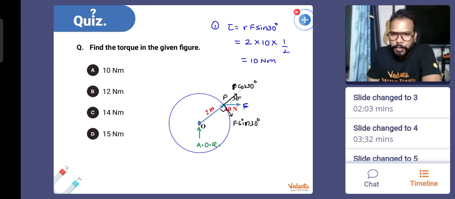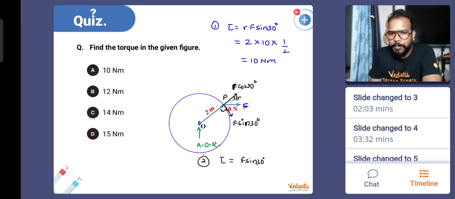Definitely the sine component. You see that now it is acting at an angle of 90 degrees. So by method 2, I can say that the torque is going to be F sine 30 degrees. You will see that mathematically it is going to be the same thing, that is 10 into half into 2. The answer is still 10 Newton meter. Obviously, there is no change in the answer.